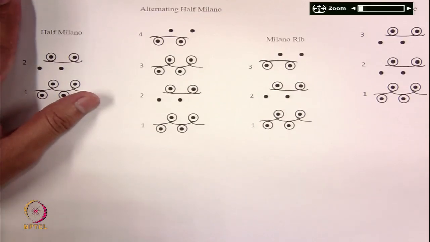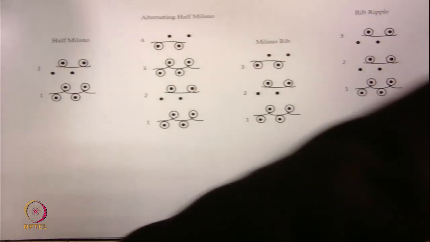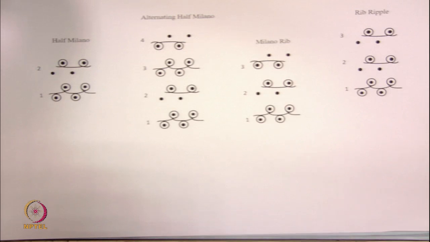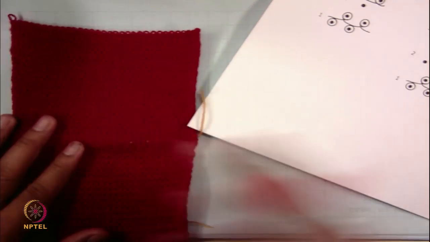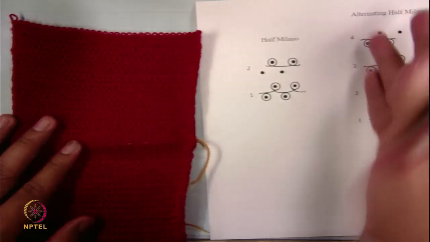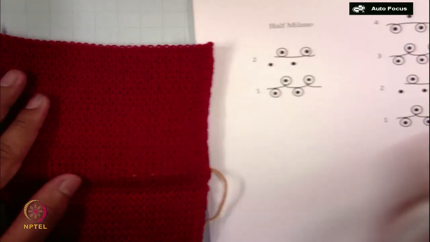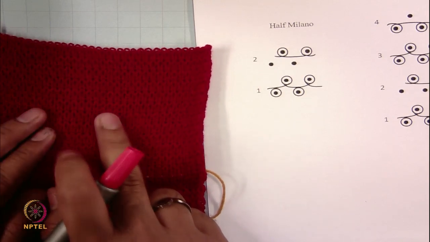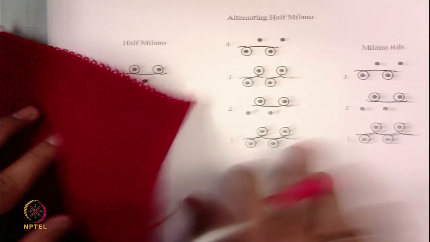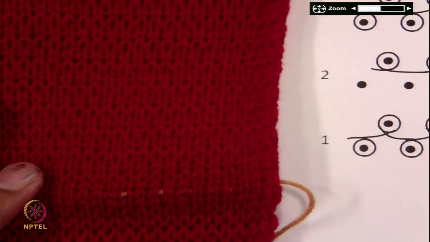So these four fabrics are also present with me, so I can show you how these fabrics look. It's actually very difficult to observe the nature of these fabrics. It is not easy to identify by looking which one is half Milano, which one is alternating half Milano, but if you carefully take out the yarn, then you can follow this path. So this one is basically alternating half Milano. So this segment is alternating half Milano, you can see here.